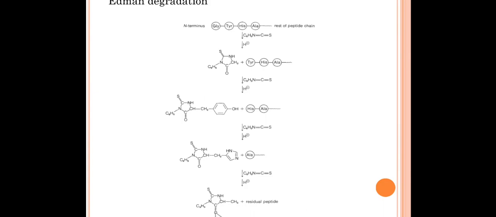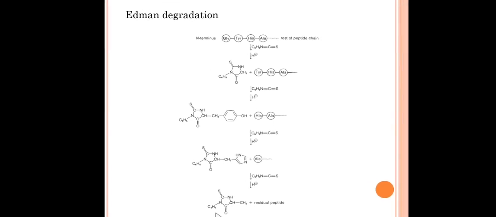This is how we can easily determine the peptide sequence of any protein or peptide by using Edman degradation, that is using phenyl isothiocyanate as a reagent and thiohydantoin as a product. So this is how we can determine the N-terminus amino acids.